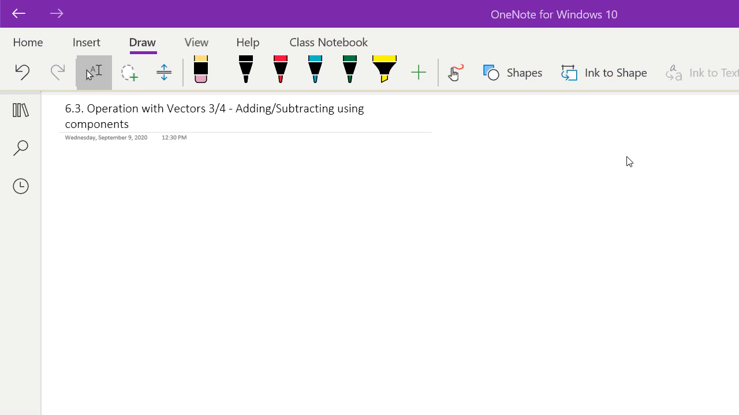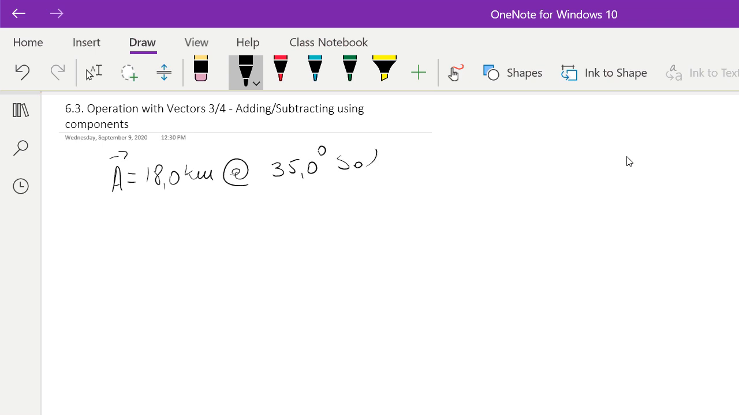So for this part, what we are doing is we are operating with vectors using components. So this lesson will be like, oh, now I know why we are finding components of a vector. Let's suppose that we have this situation when we have a vector A that is 18 kilometers at 35 degrees south of west.